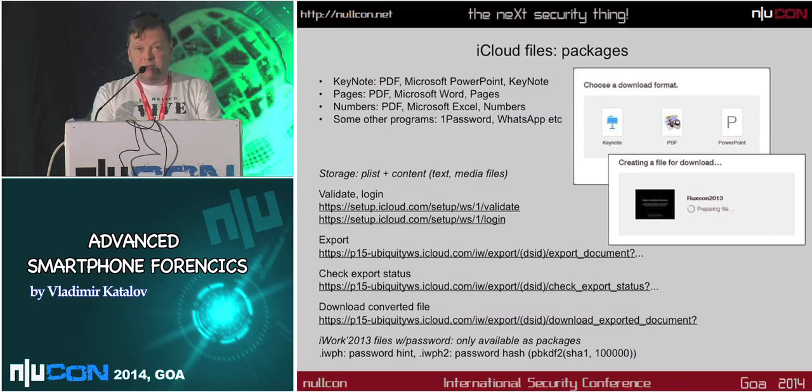And again, to retrieve the file, we first send validate and login commands, and then we can send the export command. The export command works only for packages. And as a parameter, we set what particular format we want to export the file to: PDF, native format, or Microsoft. And then we just need to wait, and from time to time send a command to check the export status. And once the export is complete, we can download the converted file. It is temporarily stored on the server.